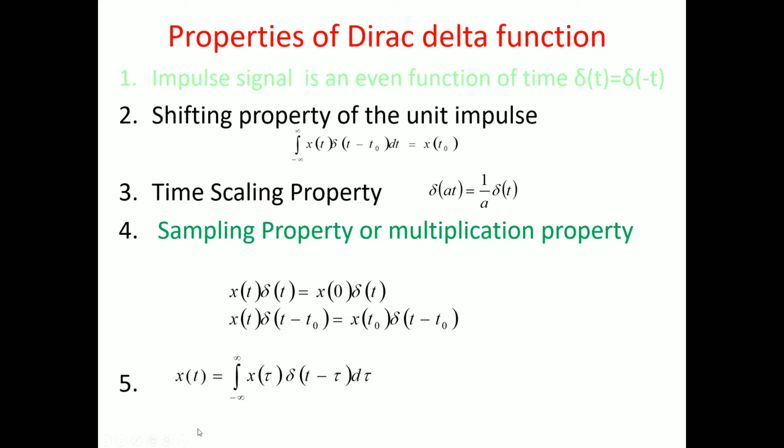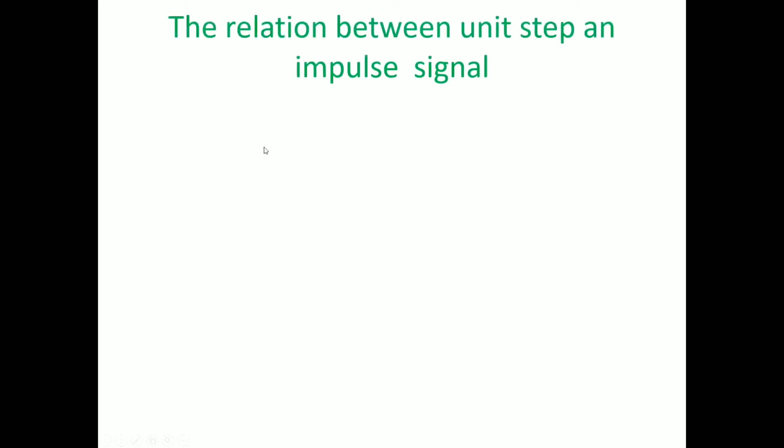So another sampling property, or integral property, or convolution property, I can say x of t equal to integral minus infinity to infinity x of tau into delta t minus tau d tau. So if you integrate with respect to tau and multiply x of tau into delta t minus tau d tau, it equals simply x of t. This is an important formula for deriving the convolution of two signals that we are going to discuss later in the future classes.